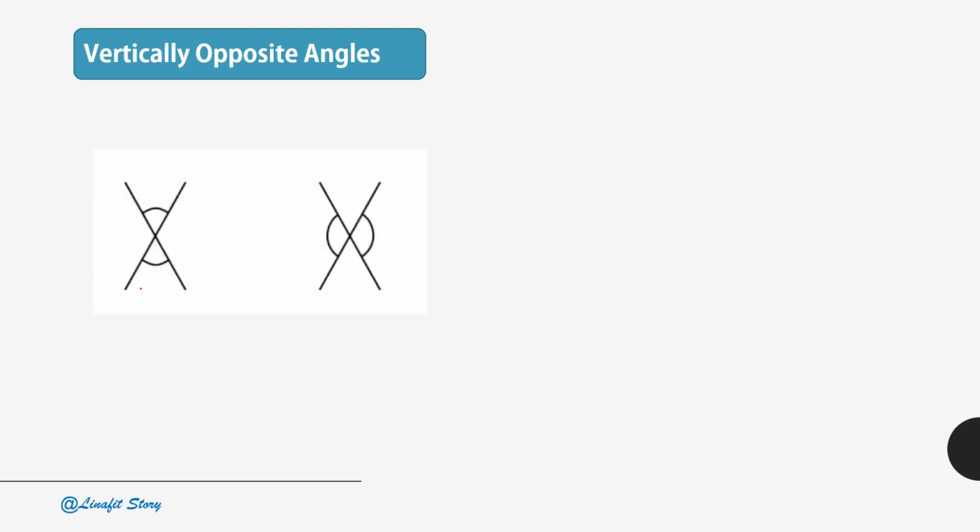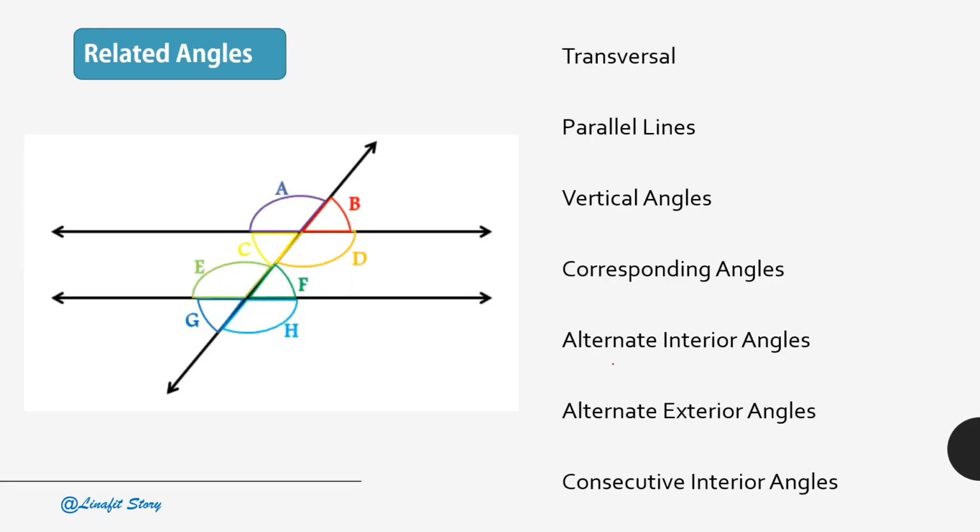Another example. Let's say over here this is 60 degrees. This is also 60 degrees. Another example. Let's say this is 140 degrees. So this is also 140 degrees. Let's move on to this part.